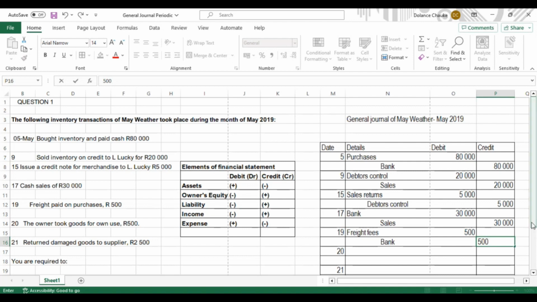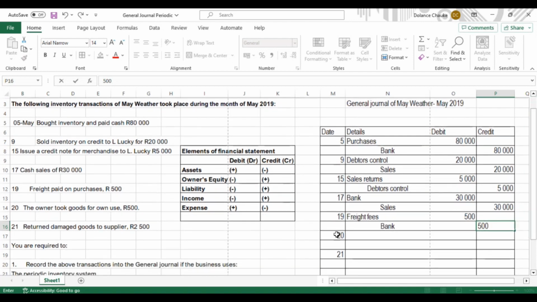So let's go to the next transaction. The transaction that happened on the 20th: the owner took goods for own use. Two accounts affected. There is going to be drawings and inventory. And inventory, when we are using the periodic inventory system, is called purchases. Remember, as I explained from transaction number 1. So it means we are going to debit drawings. Drawings is an owner's equity account.